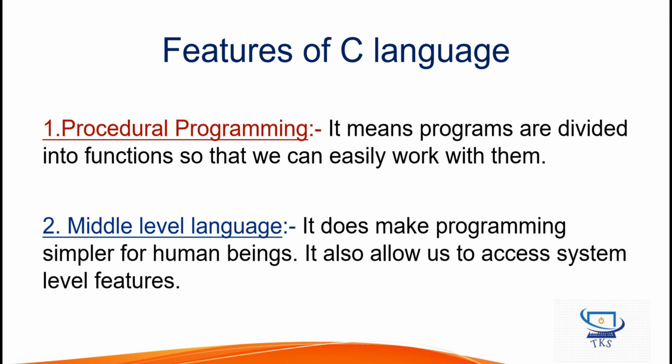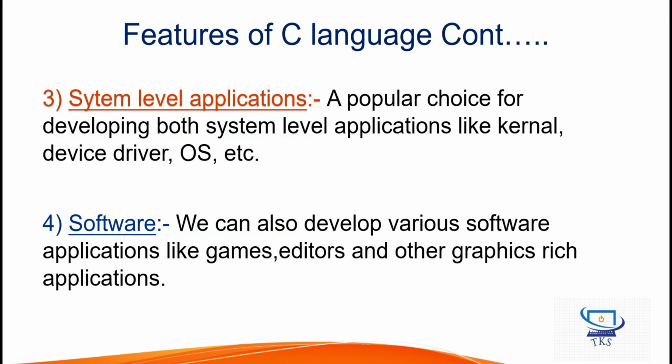Next, coming to the third feature, that is system level applications. It is a popular choice for developing system level applications like kernels, device drivers, operating systems, etc. Next, coming to the fourth feature, that is software applications. We can also develop various software applications like games, editors, and other graphics rich applications like Oracle, core libraries of Android, web browsers, etc. In fact, most of the viruses are written in C. The Unix operating system is also developed in C language. So, C language is used to build programming skills.